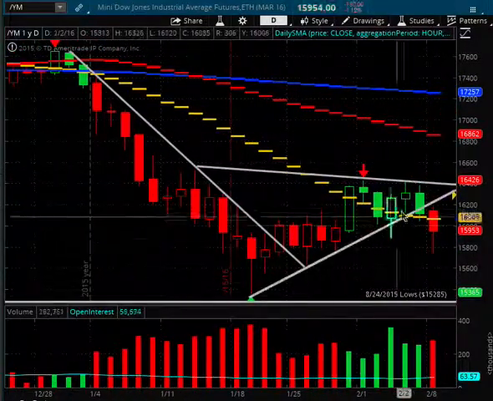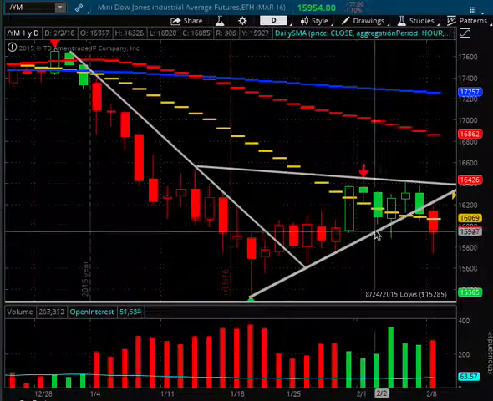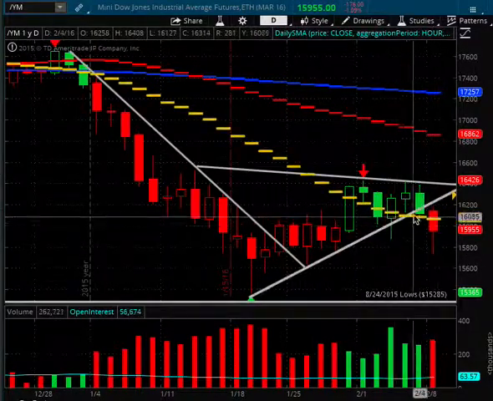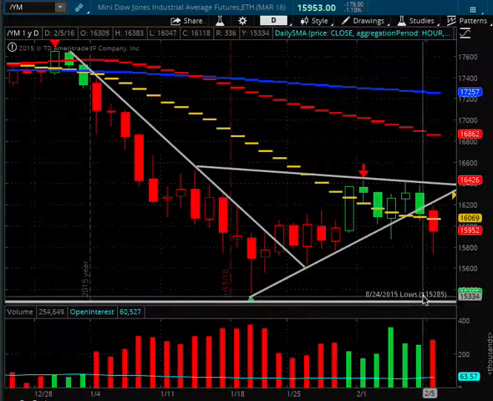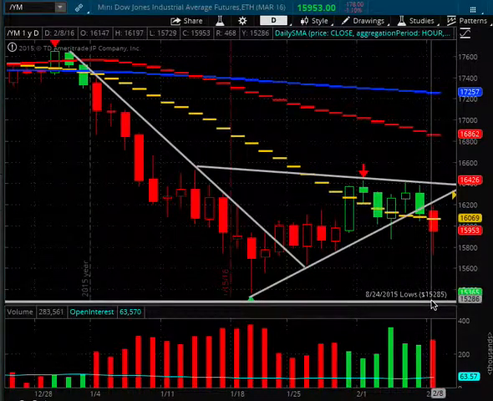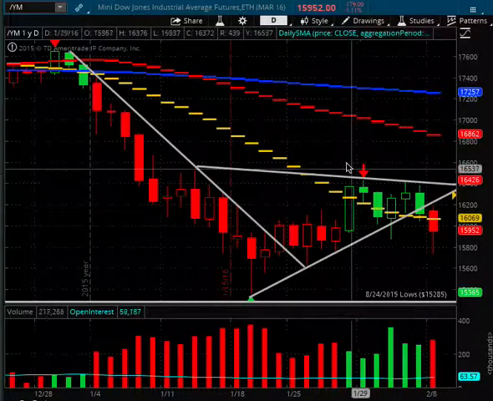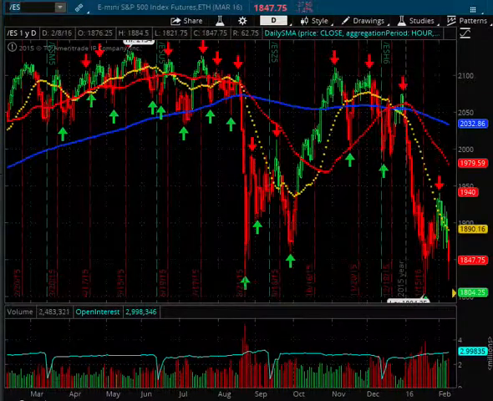This bear flag pattern. So if we close today underneath this support level, which it looks like we're going to do, I expect stocks to fall probably down to this level, which looks like 15,285 on the YM. That's 15,285. All right, so let's take a look at the ES, which is the S&P 500.